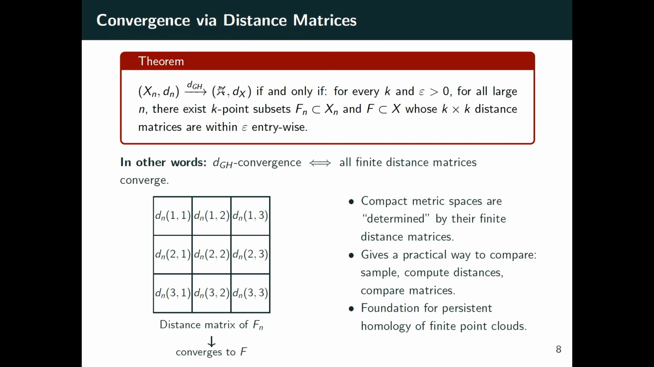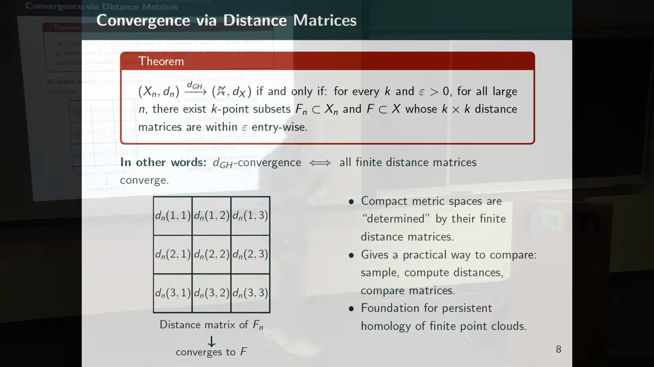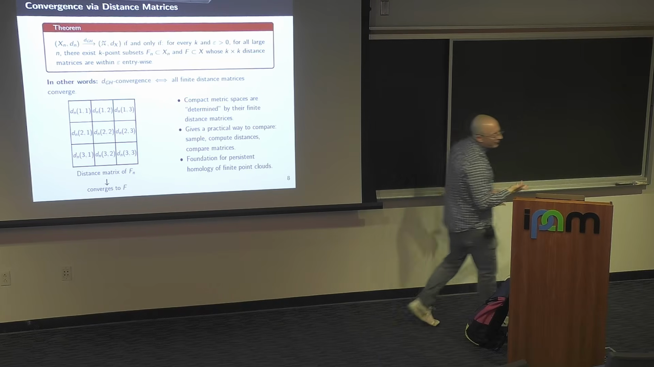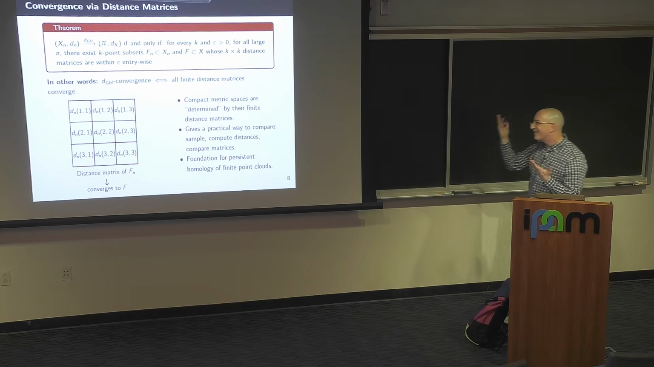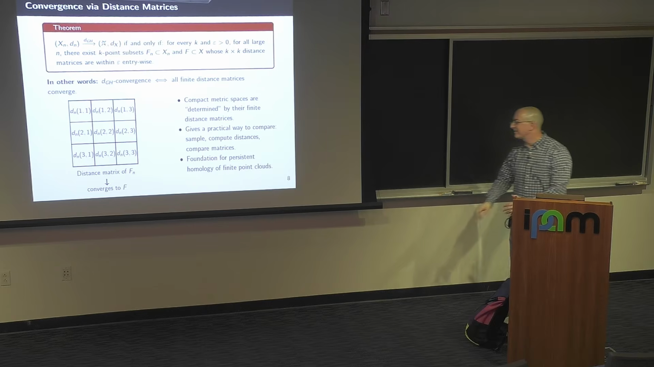But one thing to say is that converging in the Gromov-Hausdorff distance, it's like converging for every finite distance matrix. If you take a set of points and you take the matrix of pairwise distances, those matrices converge. And what this tells you is that what this is seeing is basically what's captured in the distances.